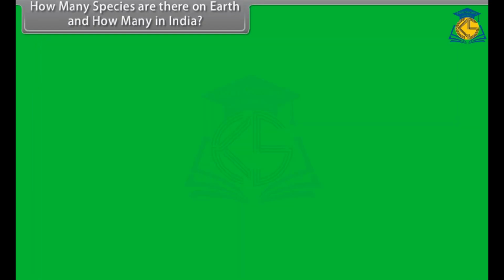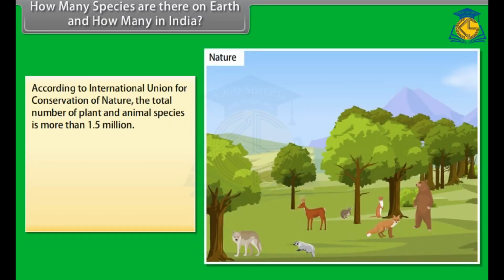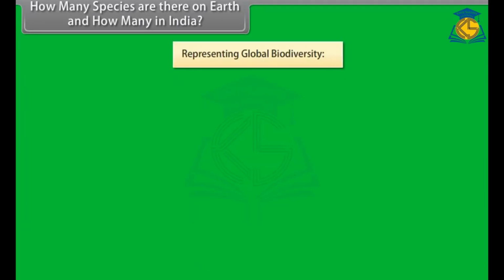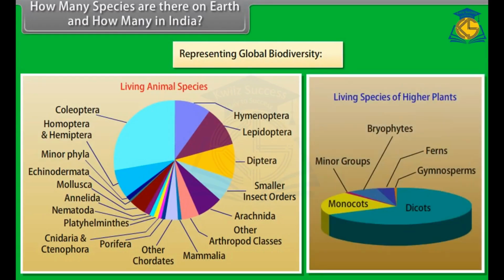How many species are there on earth and how many in India? According to the International Union for Conservation of Nature, the total number of plant and animal species is more than 1.5 million. Biodiversity is important to human beings for their sustenance, health, well-being, and recreation. For example, humanity derives all of its food, medical and industrial products from the components of biological diversity. Here is a pie graph representing global biodiversity.